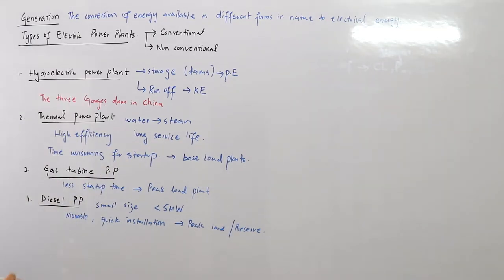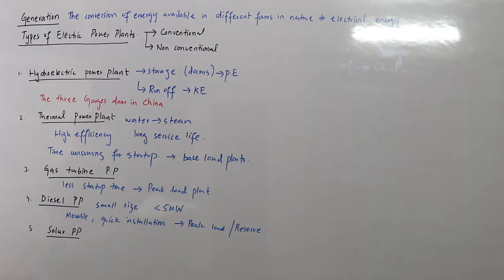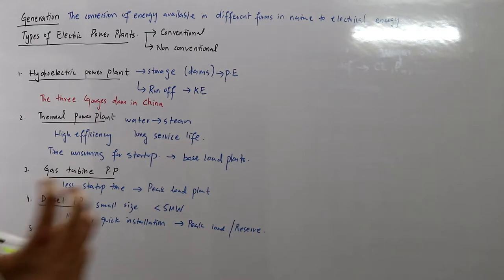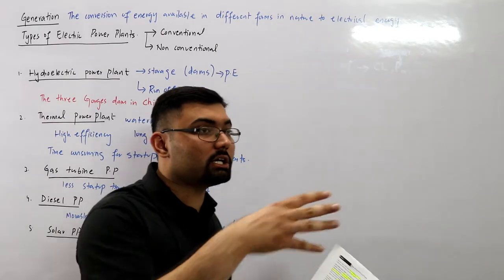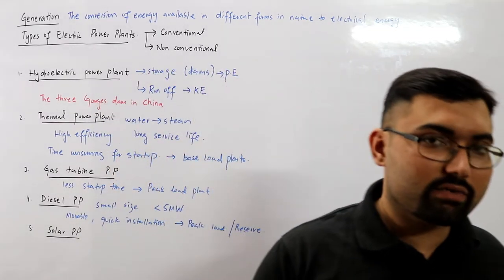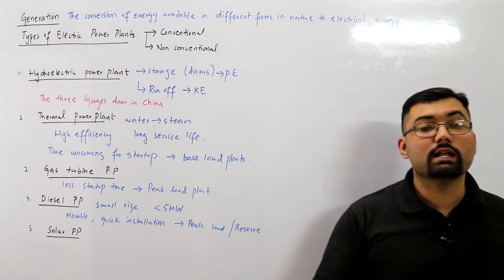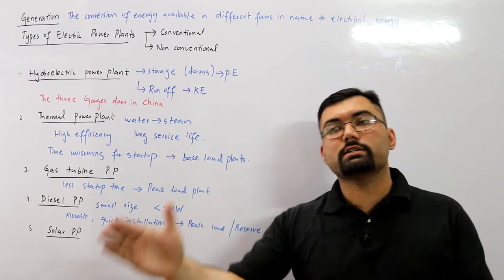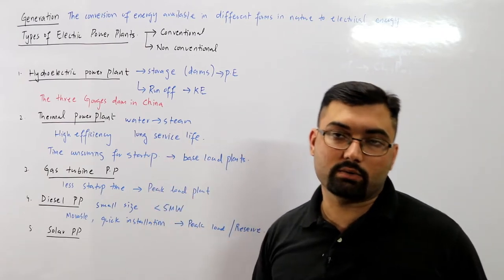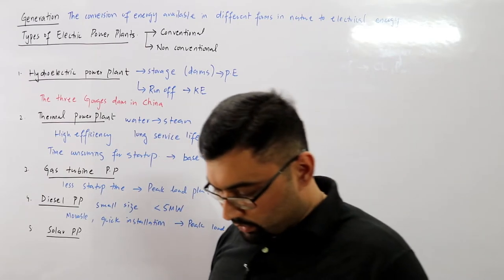Similarly, you can have solar power plants, number 5. What does a solar power plant say? That they are derived from the energy of the sun. But the energy of the sun is not available all the time. You could have a cloudy season or a rainy season. In the summer, the days are long and you have a lot of solar energy. In the winter, the days are short and you don't have sun for that interval of time. So these are the problems.